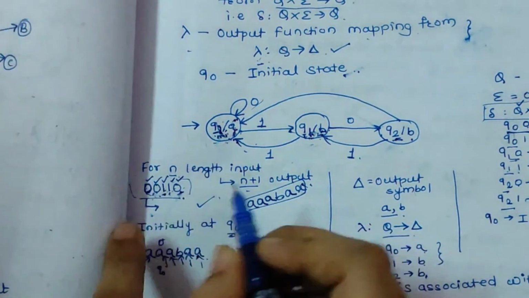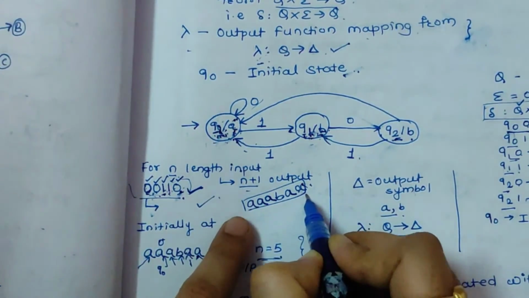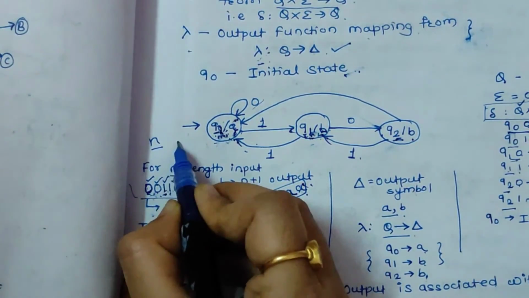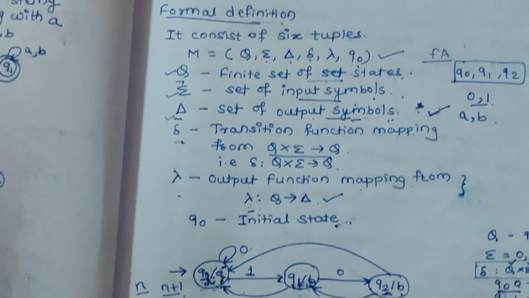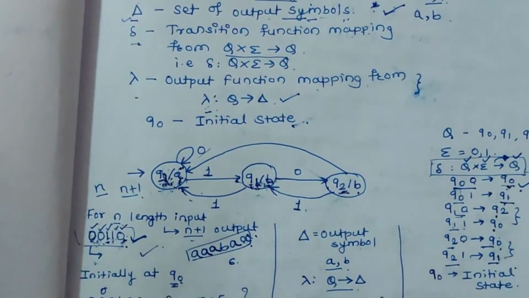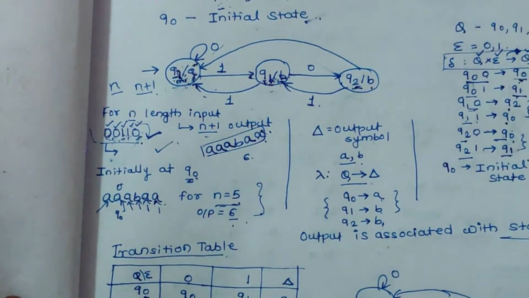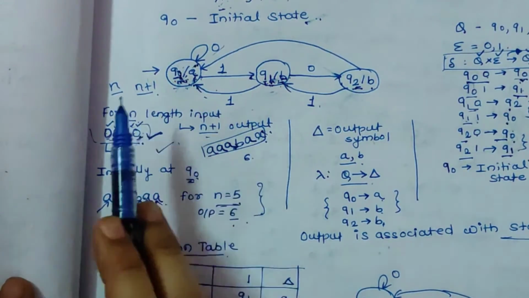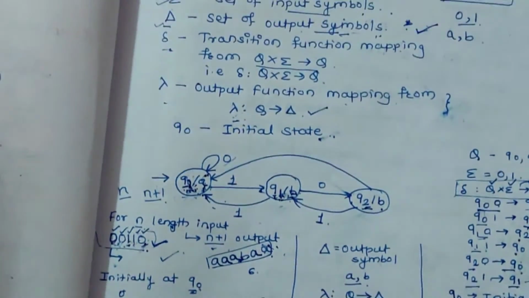So you can see here for input length 5, that is a string with length 5, we are getting output with length 6. That is, for input length n, we are getting output with length n plus 1. So this is all about Moore machine. We have discussed the formal definition of Moore machine. We discussed one Moore machine, how to draw the transition table, and how to find out the transition from one state to another. And we discussed that for n length input we are getting n plus 1 length output in case of Moore machine. That's all for this video.